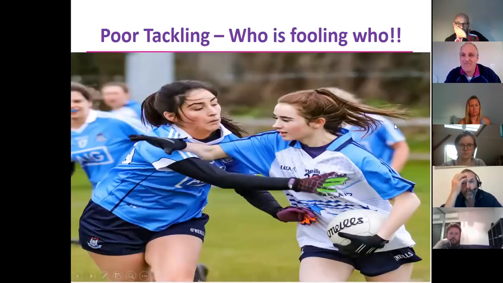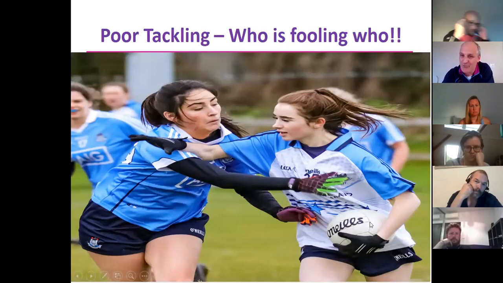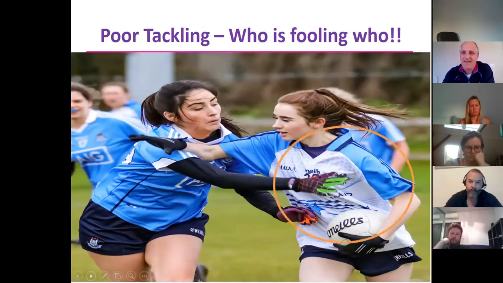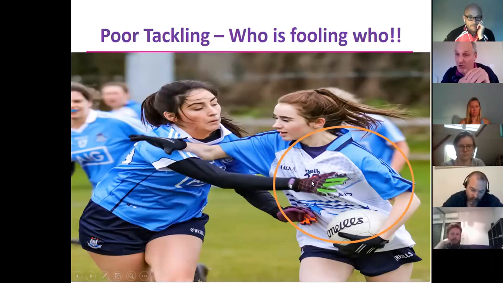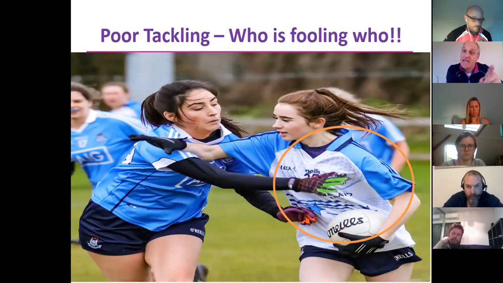So, if you look here, the girl in the white has the ball. She's being tackled by the girl in the blue. The ball is in her body. She's tackling the player. It's a foul because the ball is in the body. She's got her two hands on the body. It's a foul.